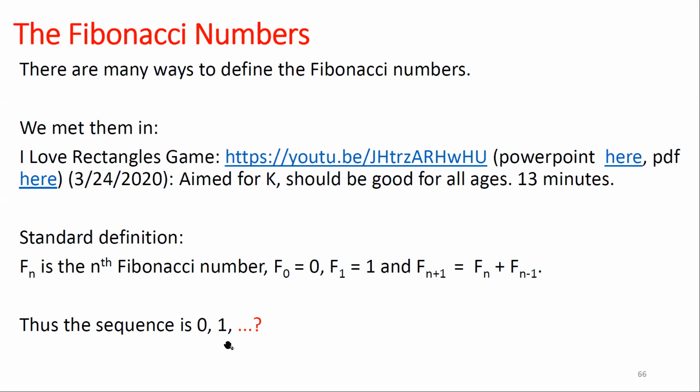So the sequence goes 0, 1, and what would come next? 1. And then? 2. And then? 3. Yep. 5. Yep. 8, 13, 21, 34, 55, 89, 144. And what's next? Not off the top of my head. If you took 89 plus 144, that would be 233. So you can see each number, like 21, is the sum of the previous two, 8 plus 13.